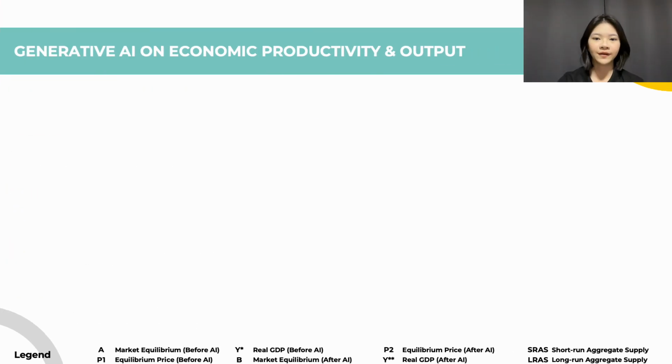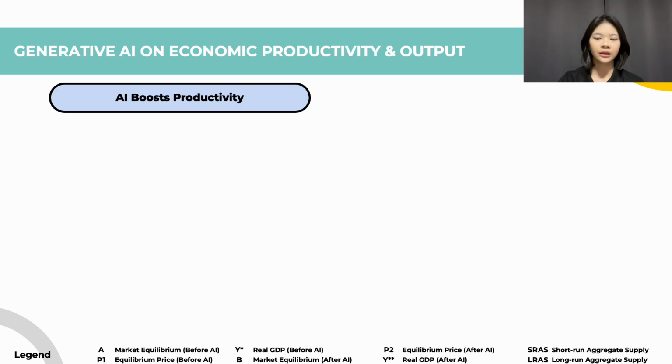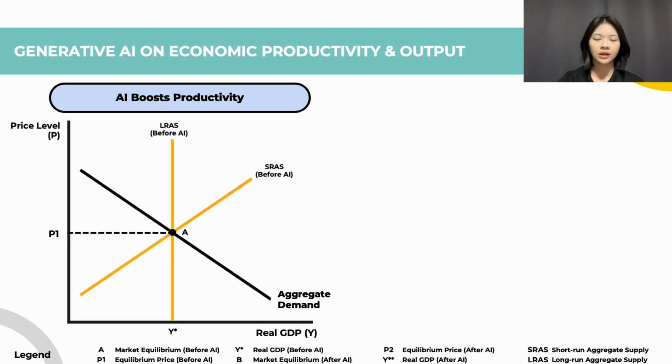We'll explore the effects of generative AI on economic productivity using the aggregate demand and supply curve. In the first scenario, we assume that AI will boost productivity. Initially, we start with an equilibrium denoted by A, represented by the intersection of the AD and the SRAS curve. At this point, real GDP is at Y star at price level P1.